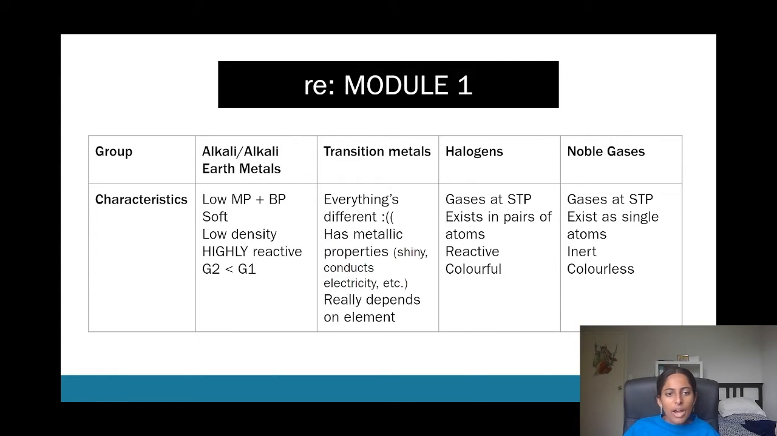For the rest of them, you have alkali and alkali earth metals. These tend to be really soft and highly reactive. Halogens tend to exist in pairs, and noble gases are single atoms. They are colorless and they don't really react with anything. And transition metals, everything's different. They just have different properties. So it just depends on the element that you have over there.